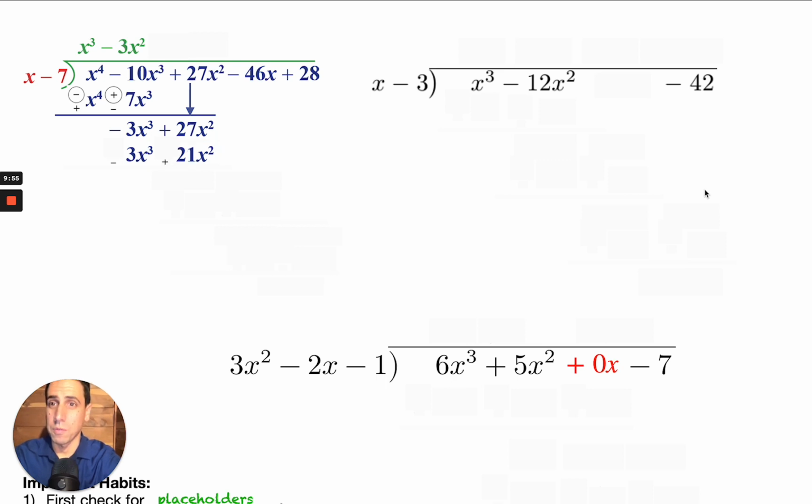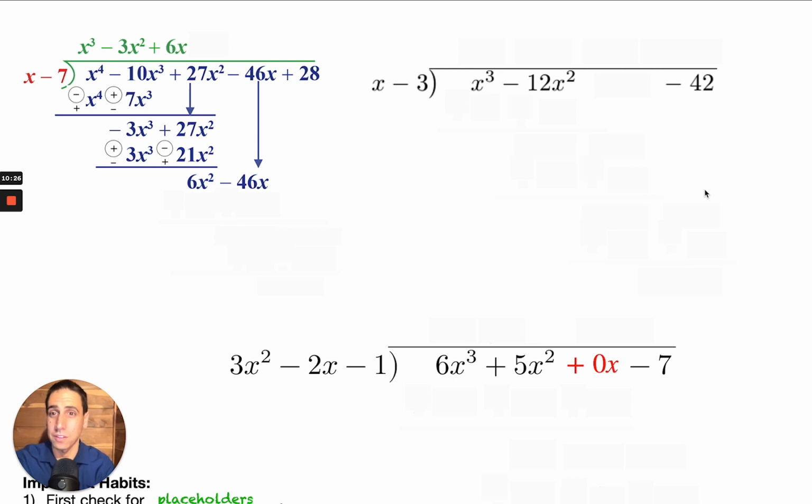We're going to change the signs in order to add them. And when we add them, the negative 3x cubed and the positive 3x cubed cancel out. And we chose it that way. So then the plus 27x squared plus negative 21x squared is going to give you 6x squared. Next thing we have to do is bring down the minus 46x, and we ask ourselves, 6x squared divided by x, what is that? It's going to be plus 6x.